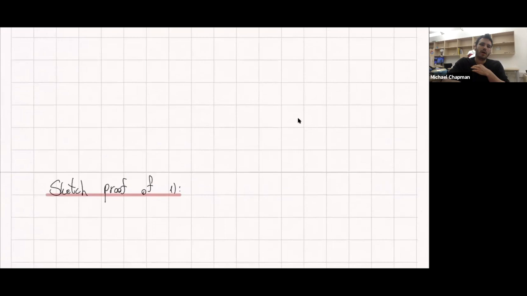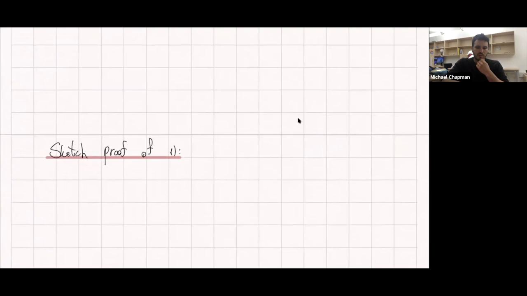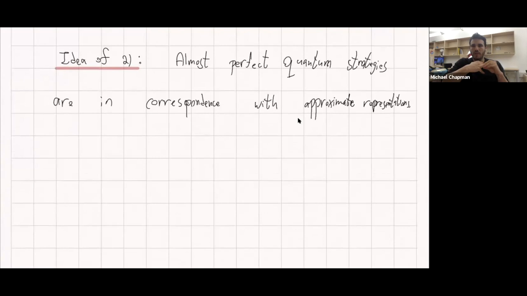But I will say something about, before I go to MIP star equals RE, I want to say two things. The first one is related to the second condition there. We saw that if the quantum value is one, there is some homomorphism, some representation in the unitaries, some kind of hyperlinear representation that separates one and J. And the point is, what does it mean to have quantum value one?